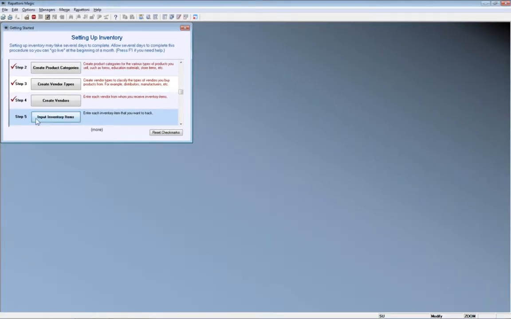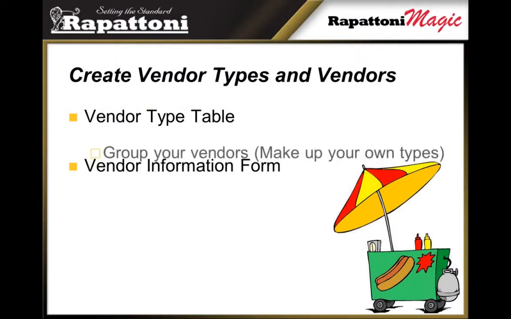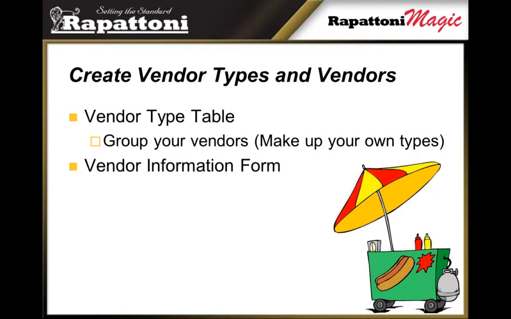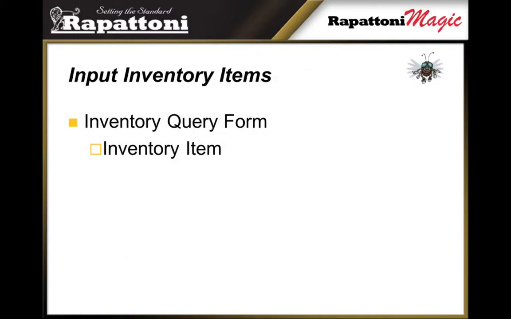Let's review. We talked about the vendor type table, which is again grouping your vendors, and you can make up your own types, whatever kind of groupings you want to put your vendors in. And then you can have the vendor information form, where you put in the contact information as well as cross-reference what items are associated with that vendor. Much easier than searching line by line in your vendor information table, which Mark is going to show us.